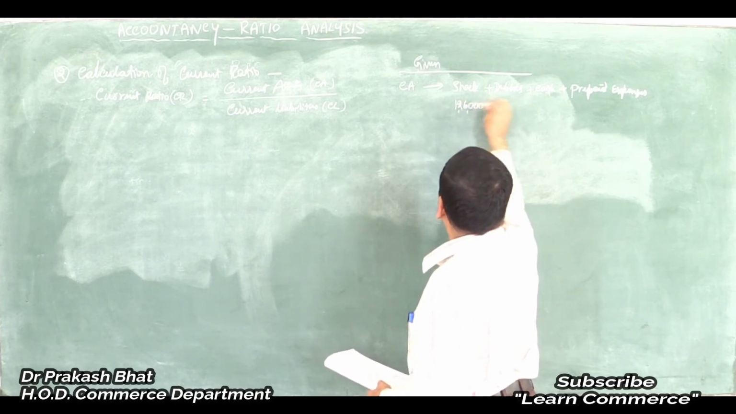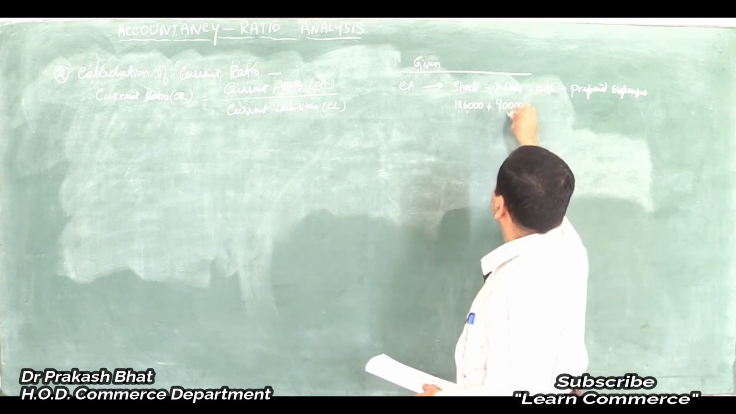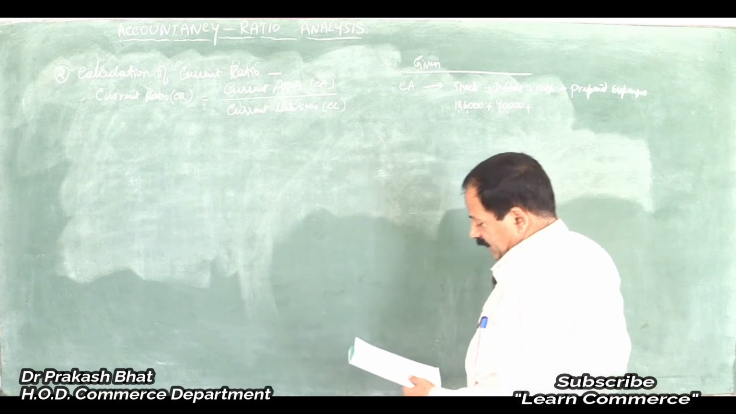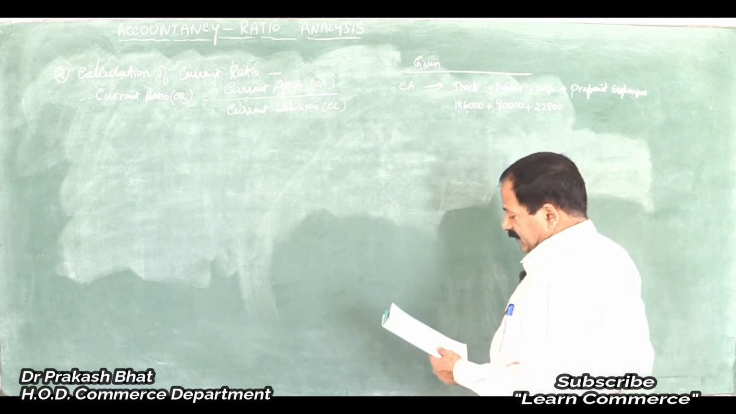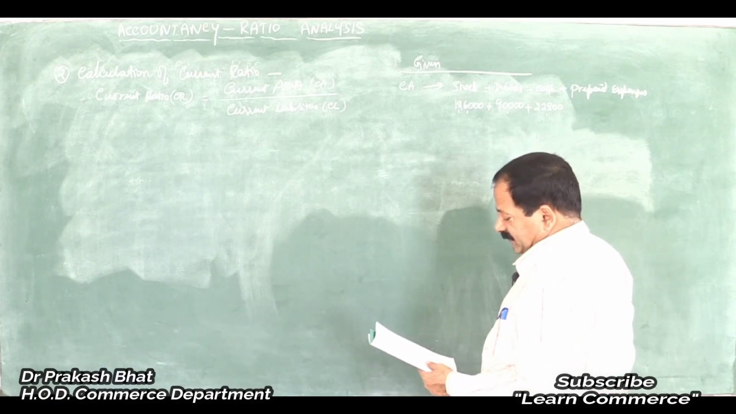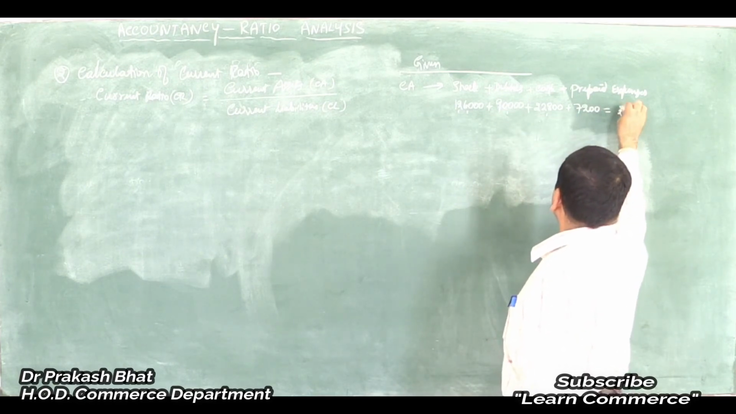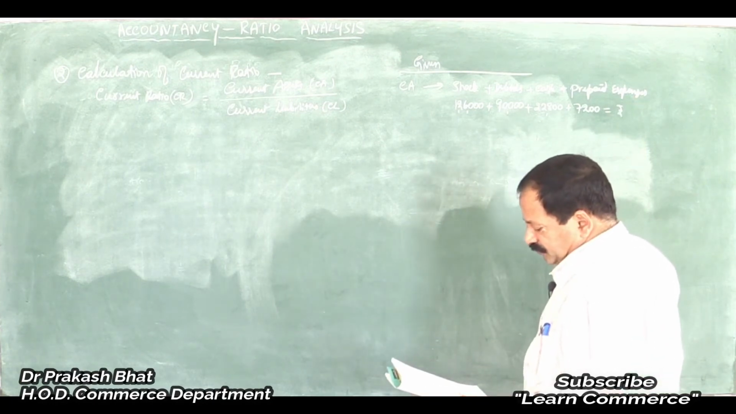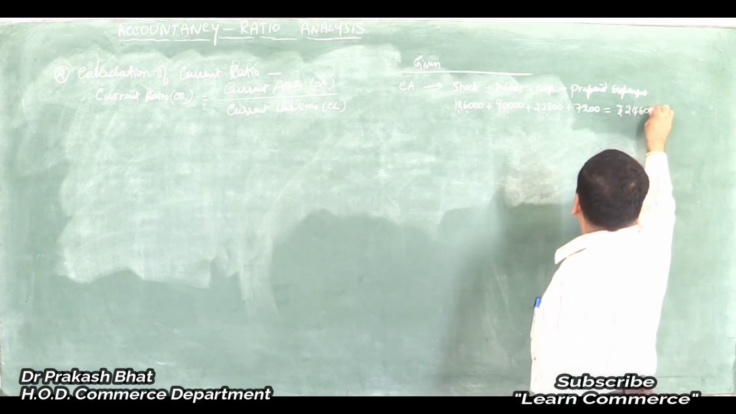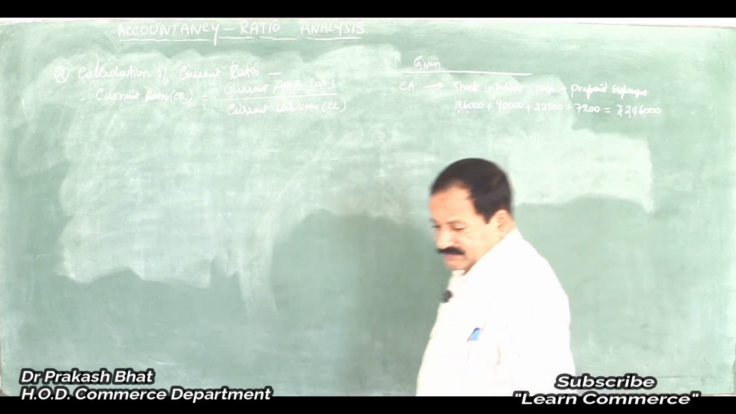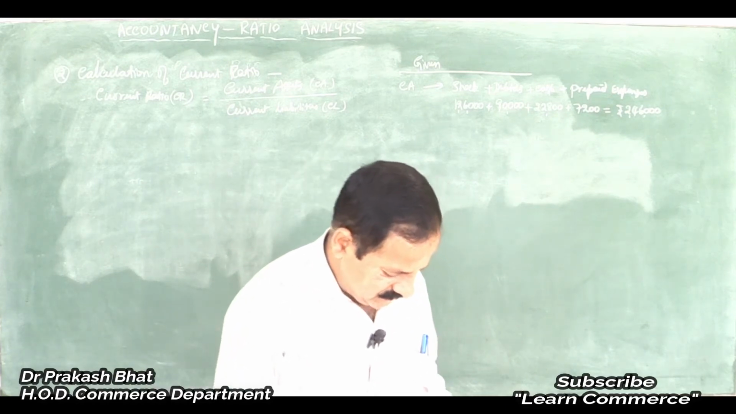1,26,000 plus 90,000, then 22,800 cash, and 7,200, is equal to rupees how much? 2,46,000. Is that correct? Yes, it is.